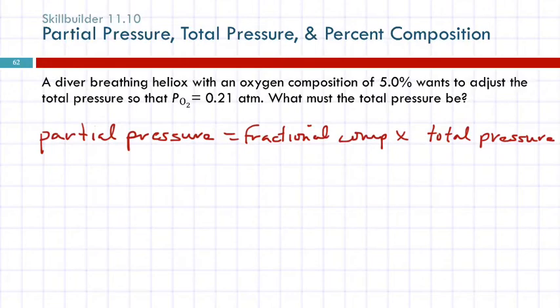That's a mess. Your book doesn't introduce this, but I can't handle it. I'm going to do it anyway. The partial pressure of oxygen would be PO2. The fractional composition is the Greek letter chi. It looks like a fancy X, times the total pressure, P total.